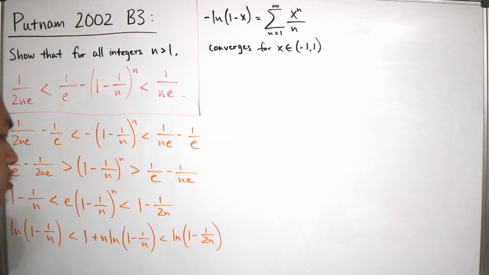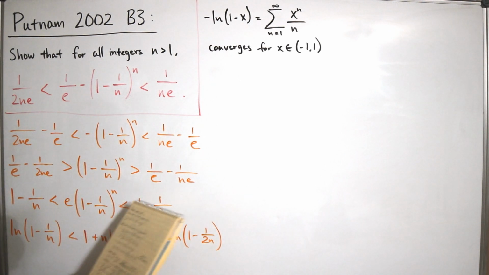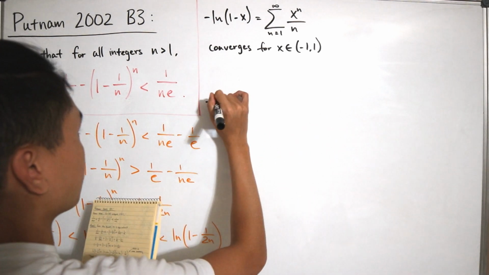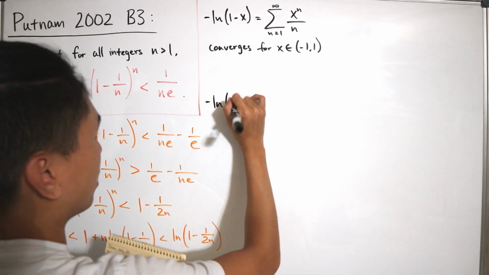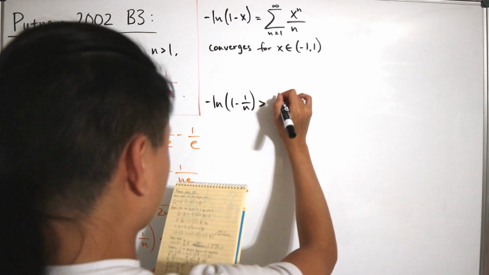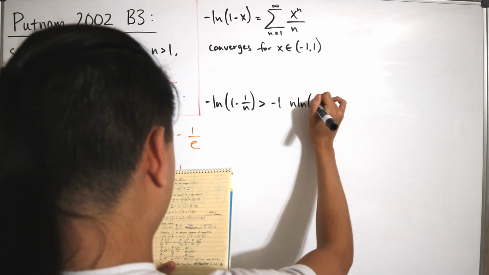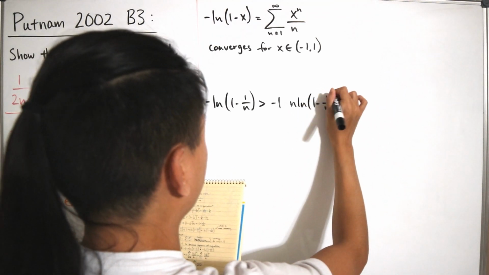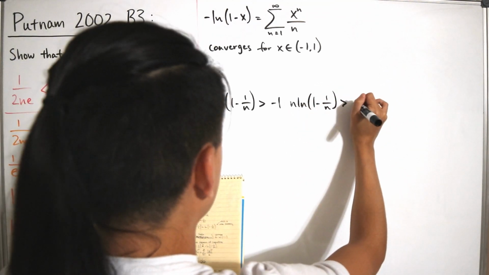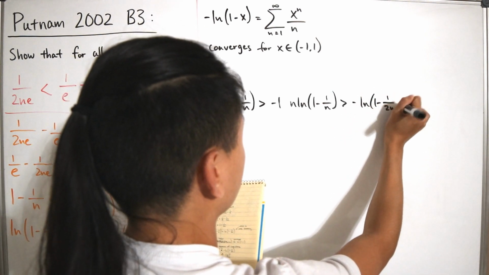But next, let's multiply -1 to the previous sequence of inequalities. Of course that's going to change the signs again, so that'll be put back as a greater than. So now this will become the negative natural log of 1 minus 1 divided by n, which is now greater than... so this will turn out to be -1, then subtract n times ln of 1 minus 1 over n, of course then being greater than negative ln of 1 subtract 1 divided by 2n.